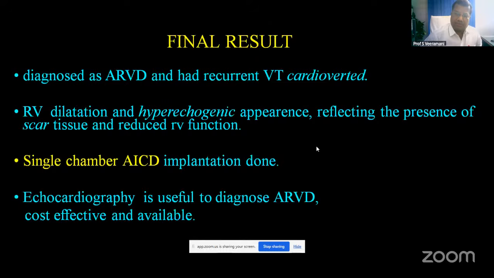So echo is preferable for the diagnosis, and we have to confirm with the MRI for the diagnosis and the management. And for the prognosis also, echocardiography is very much useful in assessing improvement in RV function. Thank you. Thank you, Dr. Veeramani.